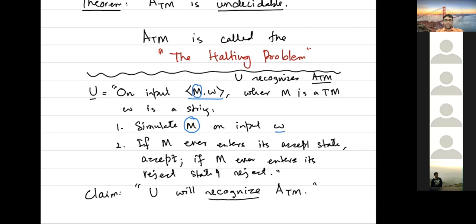Now, if M is a decider, we know that for every input that is sent to M, M will halt, right? M will come to a stop. It will either stop in an accept state or it will stop in a reject state. But it will eventually stop because M is a decider. But that guarantee is not given here, right? So we do not know what kind of machine this M is. M could be a decider. M could be a recognizer. So if M is a decider, fine. Our machine U will give us an output. That output will either accept the whole thing <M, W> or reject the whole thing. Right? But there's a problem. And that problem is that the machine M could be a recognizer. And if machine M is a recognizer, it may loop on W. Right?